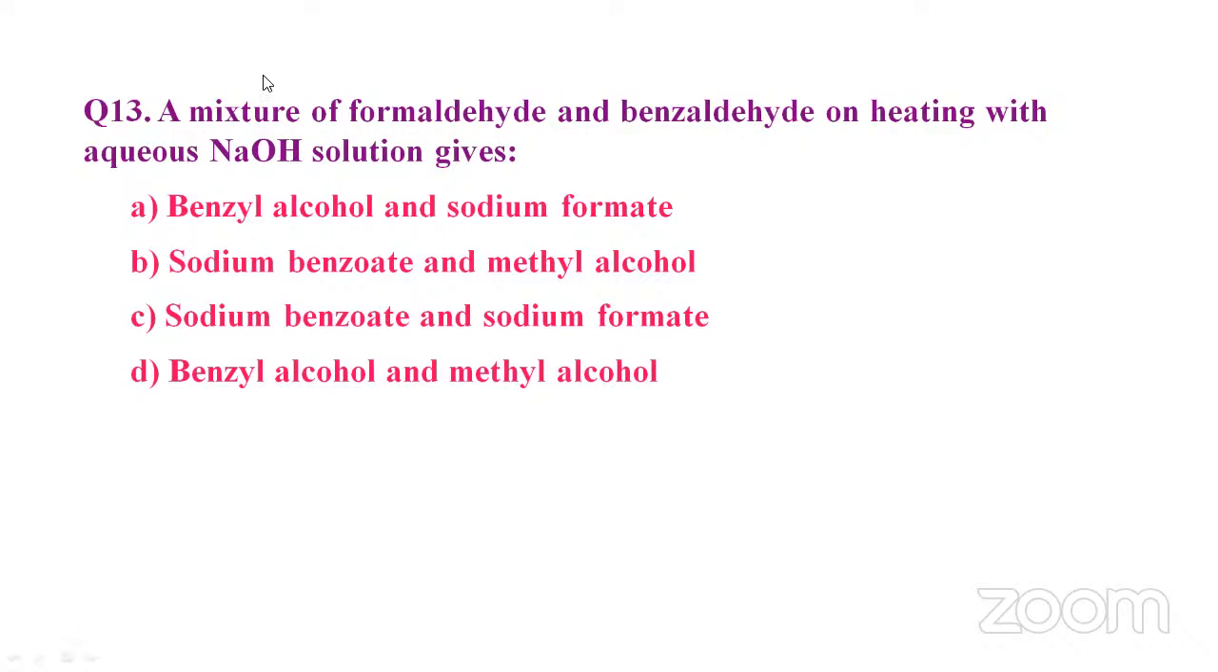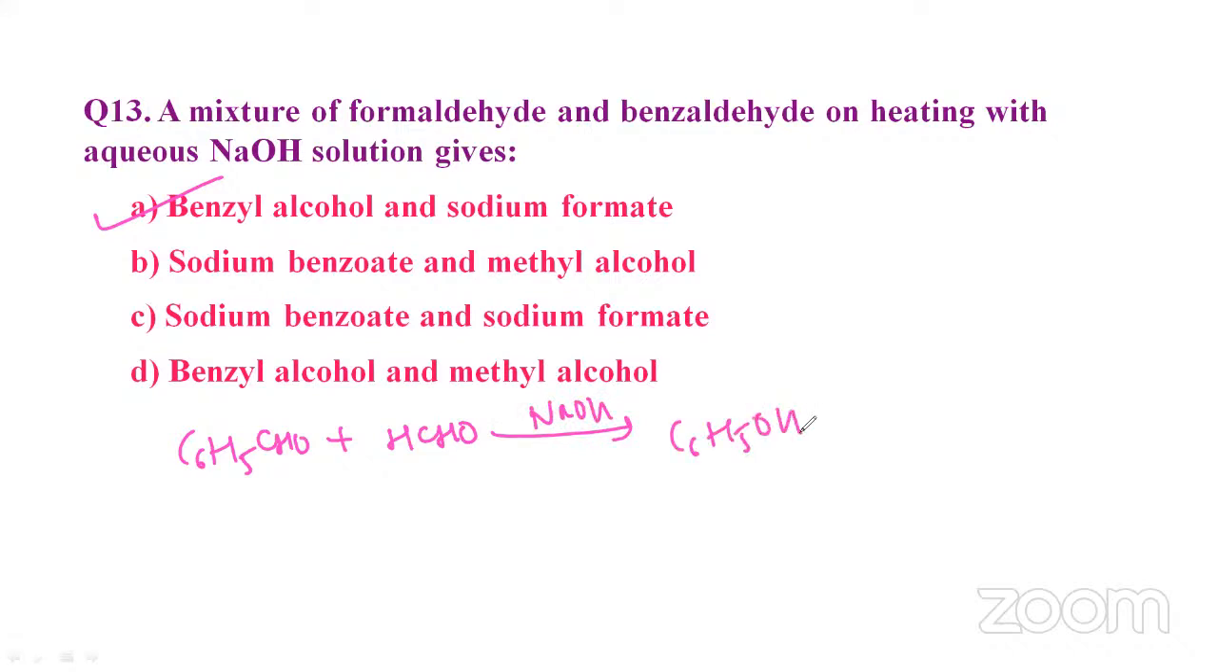I hope you have understood it. So it is benzyl alcohol and sodium formate. The reaction goes like this. One is benzaldehyde, and then formaldehyde, HCHO, in the presence of NaOH gives you C6H5CH2OH. So one forms a benzyl alcohol, another forms a salt, sodium formate.